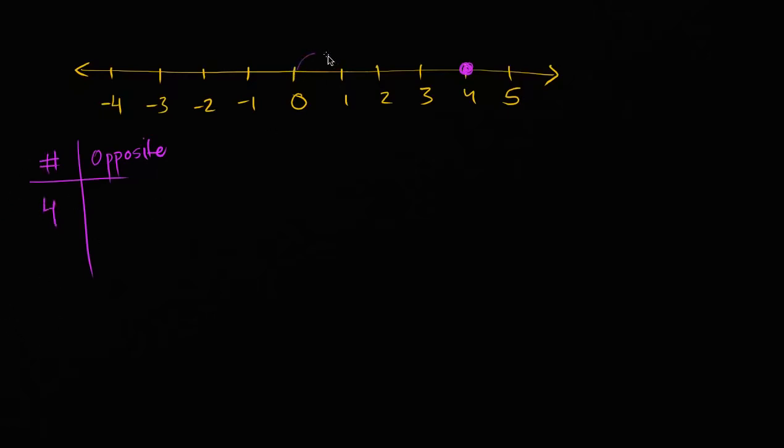Well, 4 is 1, 2, 3, 4 to the right of 0. Positive 4 is 4 to the right of 0. So its opposite is going to be 1, 2, 3, 4 to the left. So it's going to be negative 4. Or another way to think about it, if you have a positive number, its opposite is going to be the negative of that number. So another way of thinking about it is that this negative literally means opposite. One way to think about it, this is the number that is the opposite of 4.